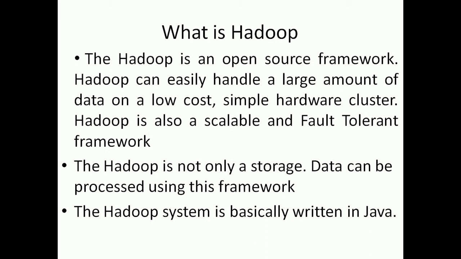That means nodes are in different locations, and we are doing an integrated task through these different nodes, and we get the throughput. For that we use cheap commodity hardware, that means simple nodes or desktop computers. Hadoop is not only storage, data can be processed using this framework. That means it is not just a way to store the data, but we also do processing tasks through this Hadoop technology. The Hadoop system is basically written in Java.